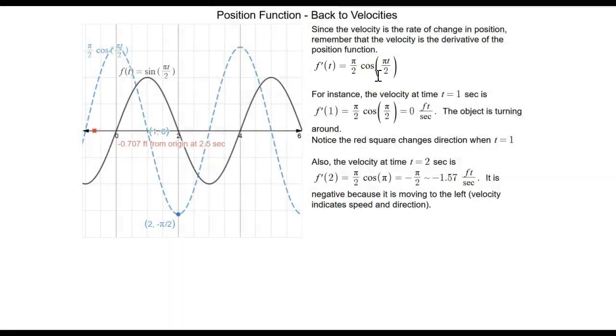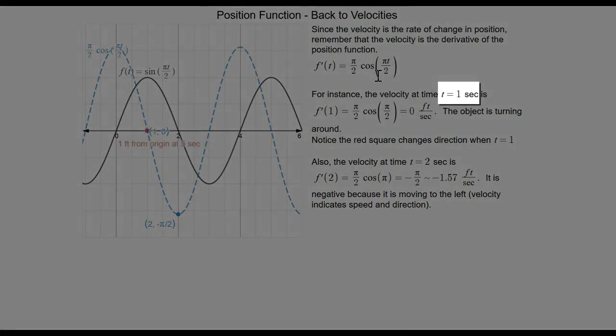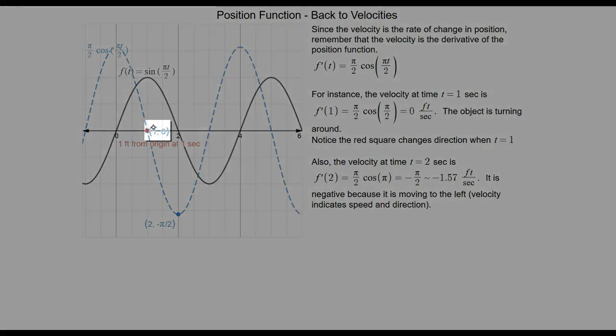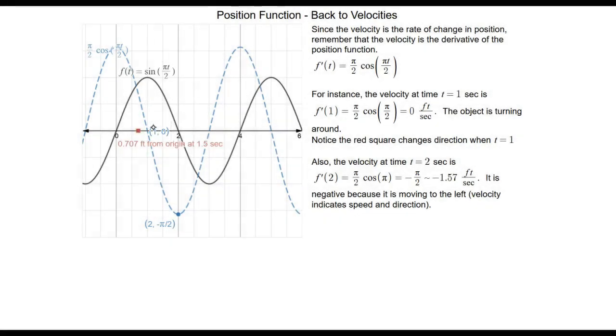For this problem I'm doing, it's actually number 3 in the exercises in section 3.7. It asks for the velocity at time t equals 1. So looking at the graph of the derivative, this blue dashed graph, when t is 1, the derivative is 0. So that's telling me that the object is turning around.